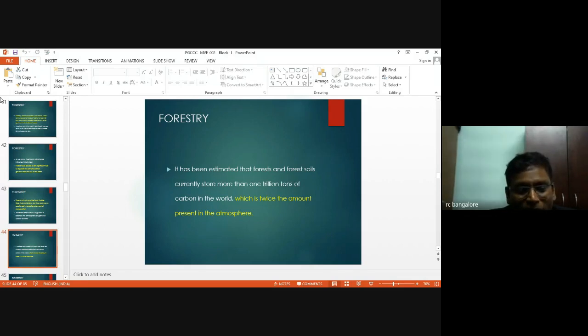Imagine the load of this carbon, which the forest, or the green cover, holds: more than 1 trillion tons of carbon in the world, which is stored in the forest. That means in the plants.